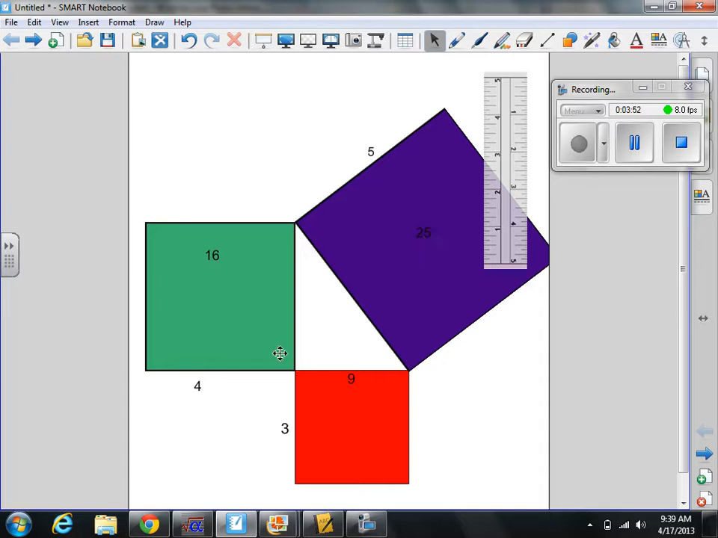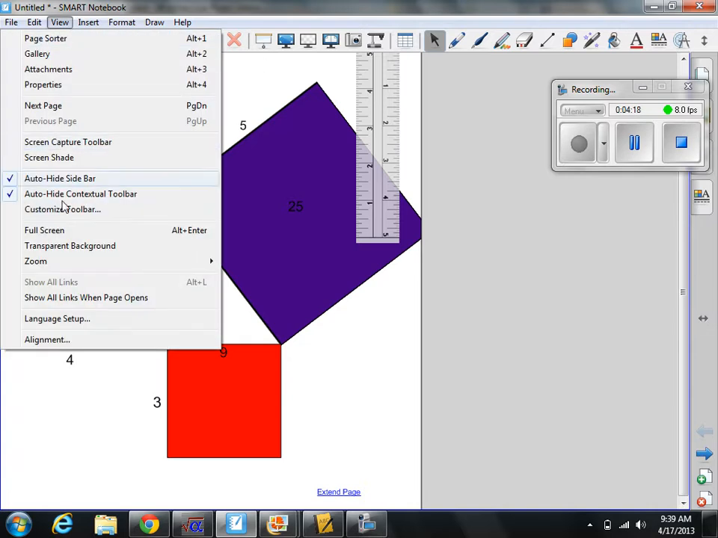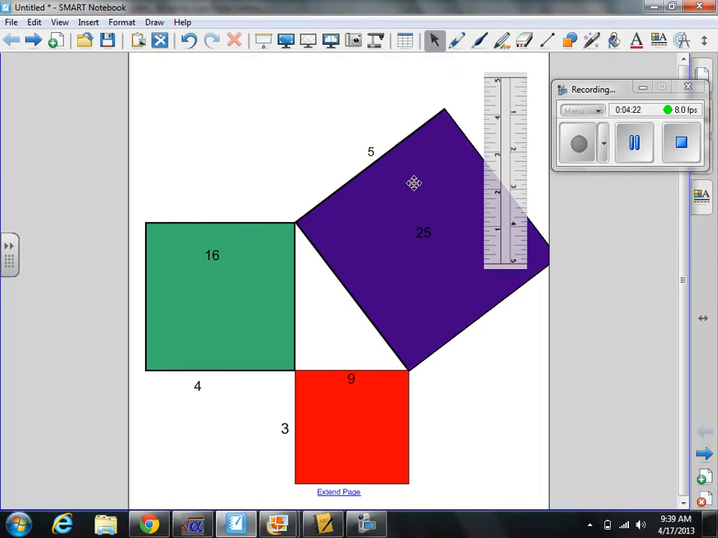So the Pythagorean theorem, if you notice, the green and the red are the smaller squares, and the purple is the largest. So it says the sum of the squares of the two smaller sides is equal to the square of the largest one. So if I take 16 and add 9, what do I get? And hopefully we said 25. Okay.